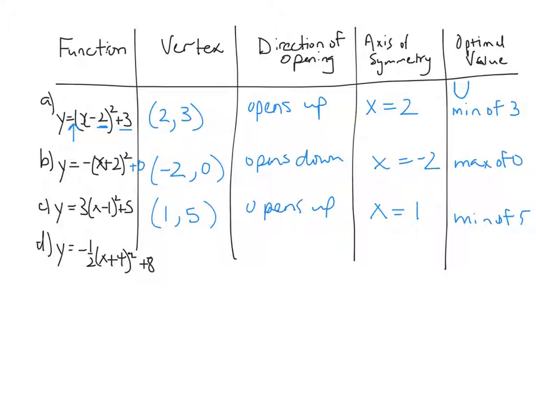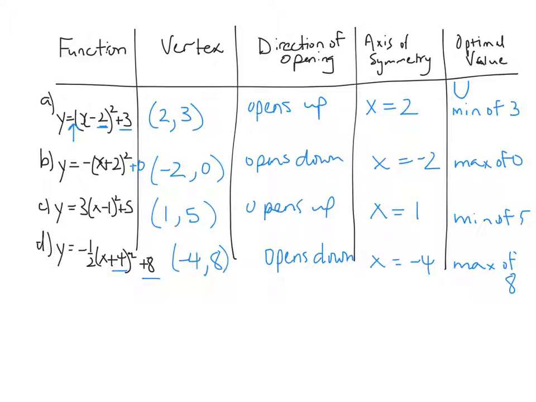It's opening up, so it's a min of, and the minimum value is 5, the y coordinate of our vertex. And the last one I have here, it should be opens down. We have a vertex at -4, +8. So switch the sign, it's take away -4 and a +8 here. x equals -4. And because it's opening down, it has a max of, and the y coordinate of the vertex is 8.